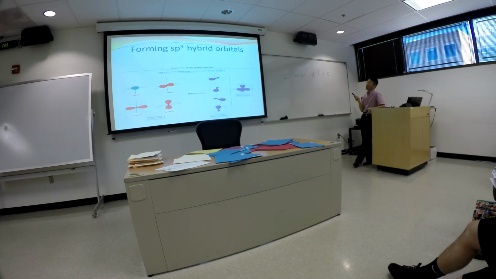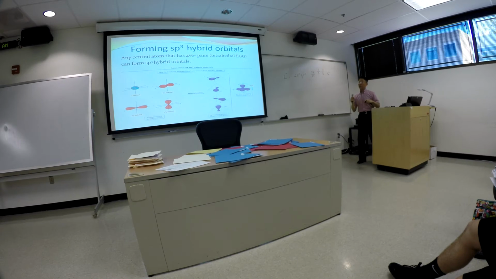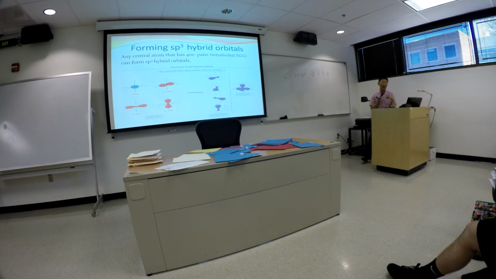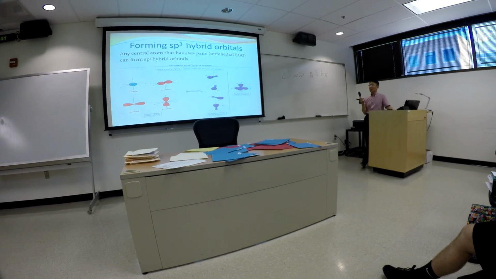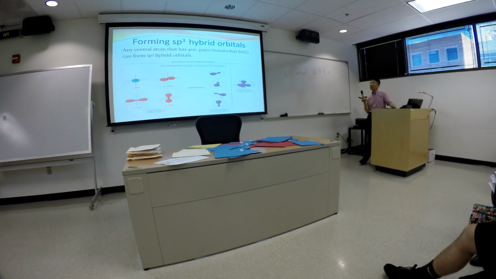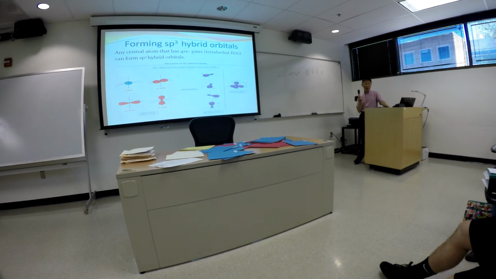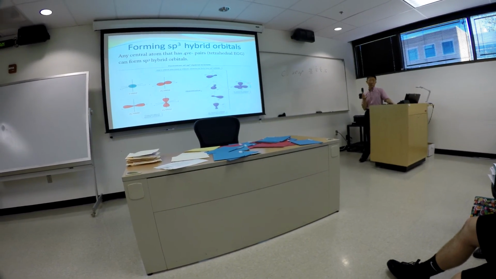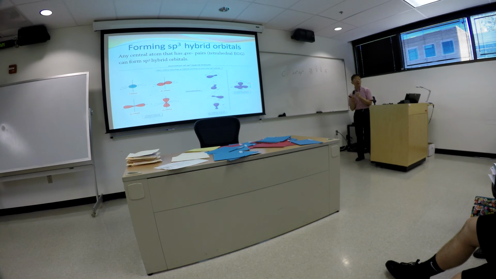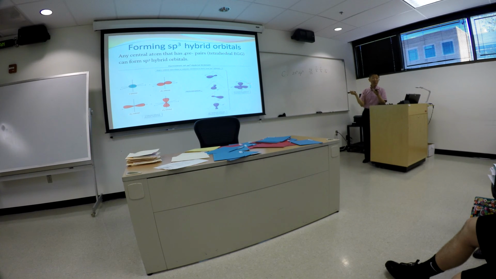Electron configuration there. So in conclusion, we say any central atom that has 4 valence electron pairs with the tetrahedral electron group geometry will form sp3 hybridization. Okay, so based on the electron pair geometry on the central atom, you can predict the hybridization pattern. So any central atom that has 4 valence electron pairs will form sp3 hybrid orbitals.